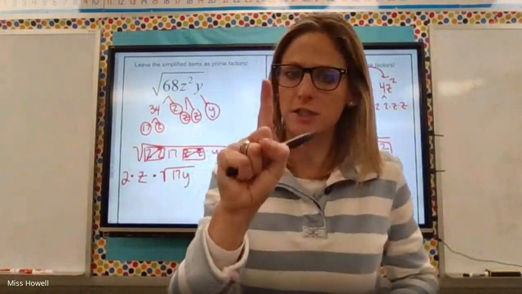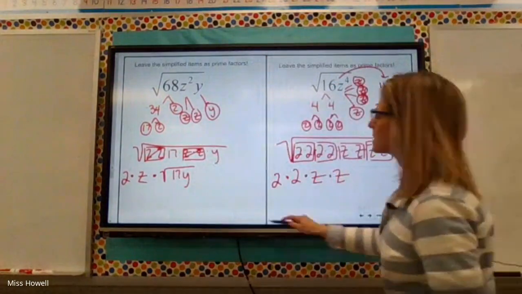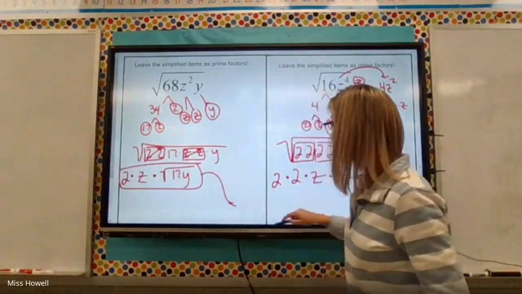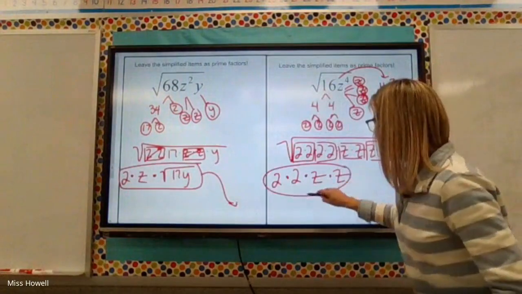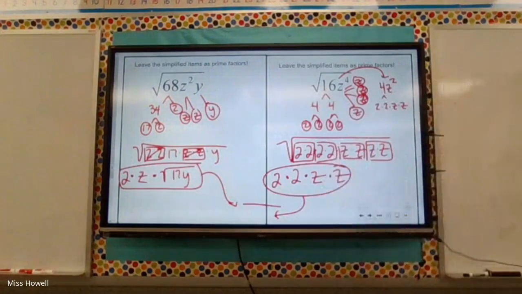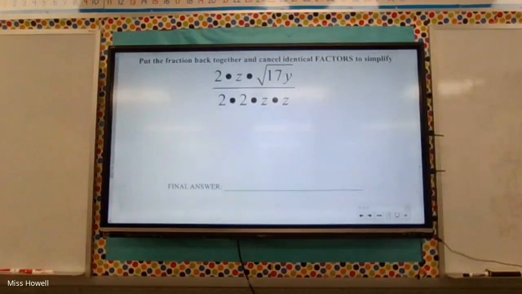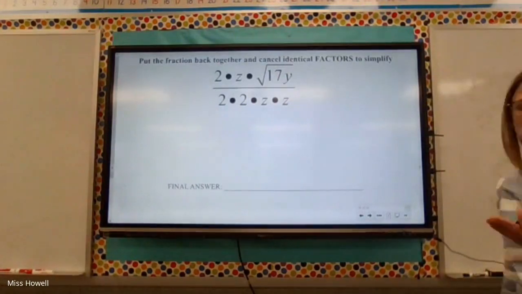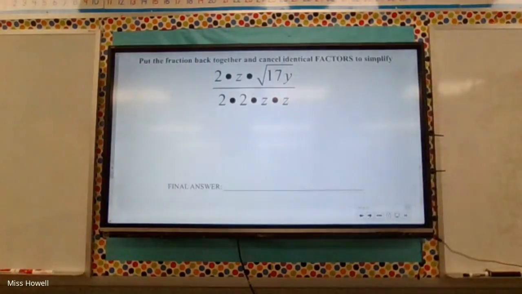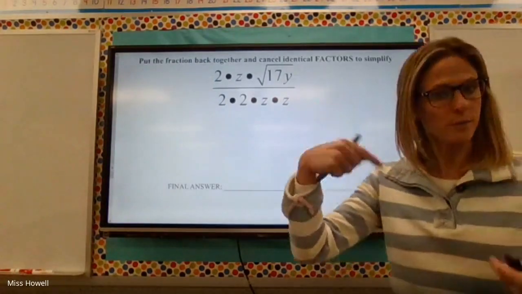That's one big factor. All right, so now we're going to take this guy, right? This is our numerator. It goes back on top. And we're going to take this guy, and it goes on the bottom, right? So we're going to have a fraction. We're putting it back together now. And we're going to have 2 times Z times square root of 17y. That's our top there. That's what we got when we simplified our numerator. Over a 2 times Z, which was our 4Z squared from the bottom.